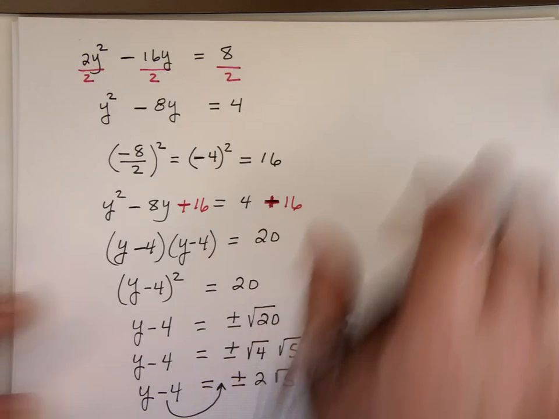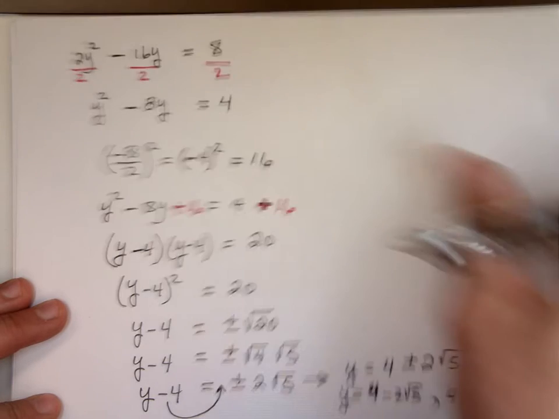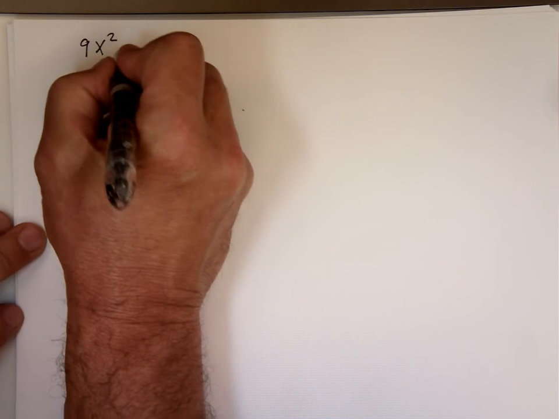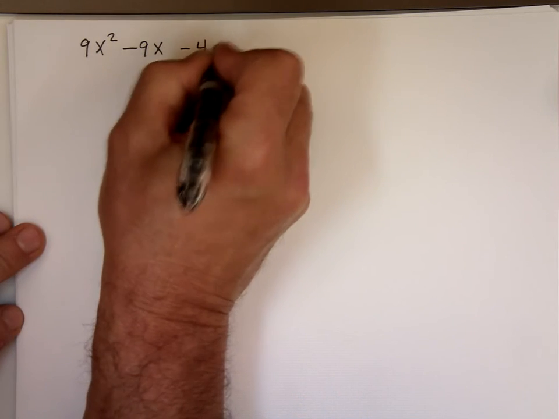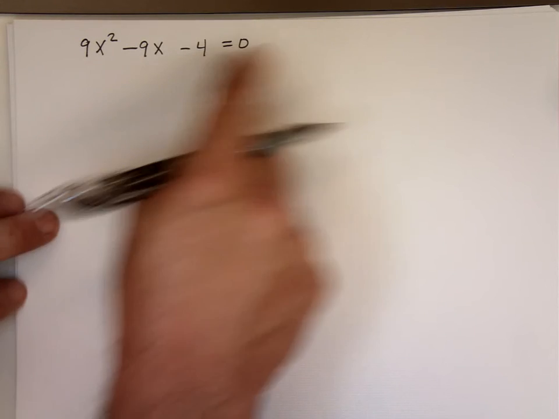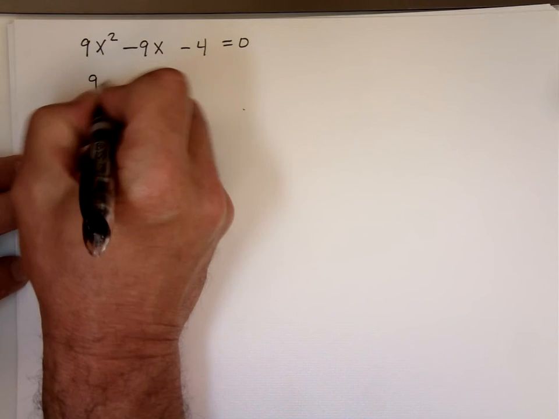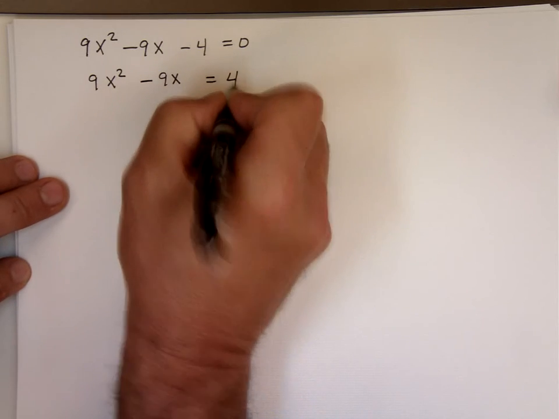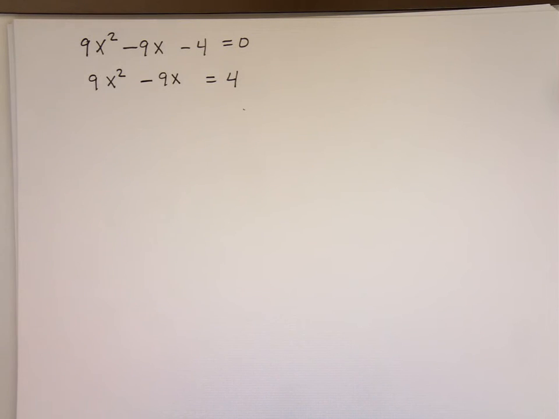Let's try one more. 9x squared minus 9x minus 4 is equal to 0. I like that number to be at the end. So that's my first step. And again, to make that number a 1, I'm going to divide every one of these terms by 9. Let's divide by 9.